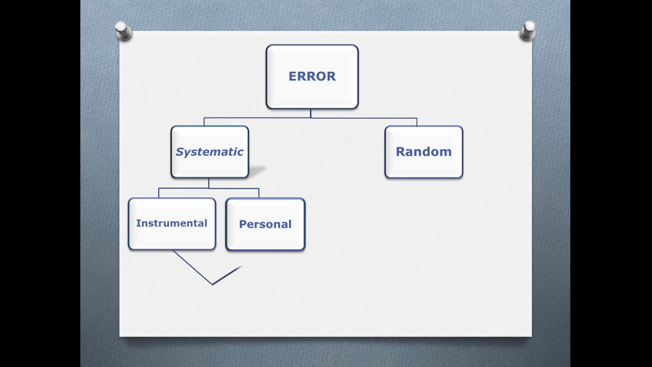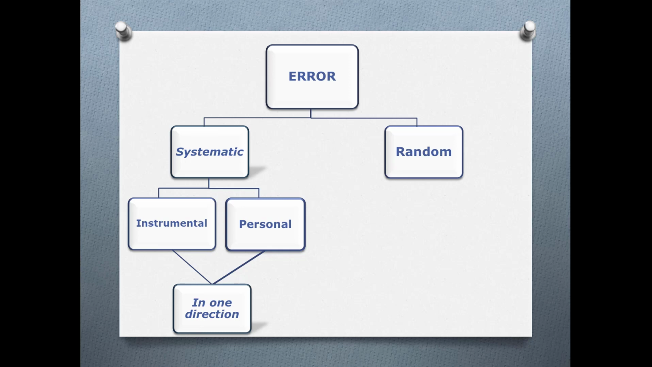And one important point is that these errors are always in one direction. It means that either they are giving us a result which is more than the actual result all the time, or a result that is less than the actual result all the time. So it is always in one direction. It is either positive or negative.